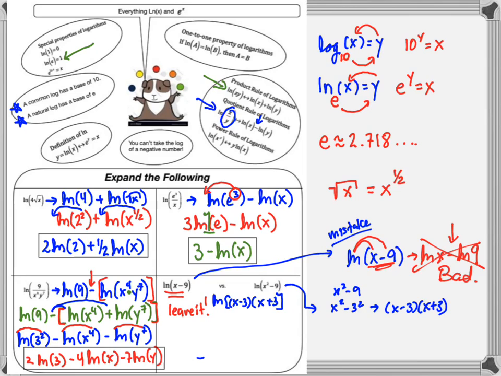And now I have those two binomials, which are right here, being multiplied by one another, and I can apply the product rule over here. So I'm going to go ln of x minus 3 plus ln of x plus 3.